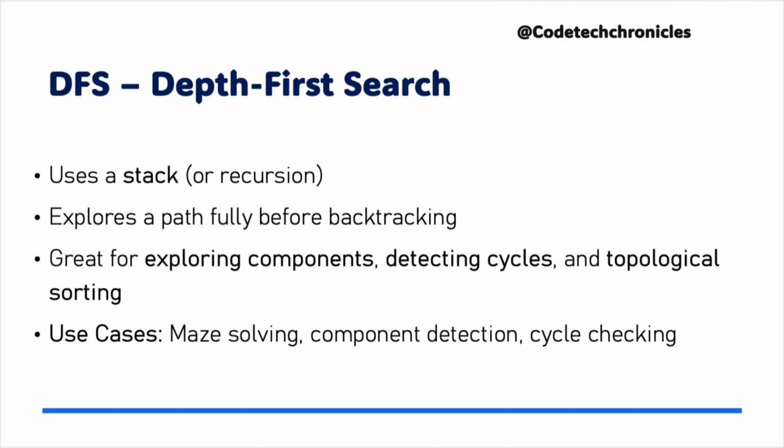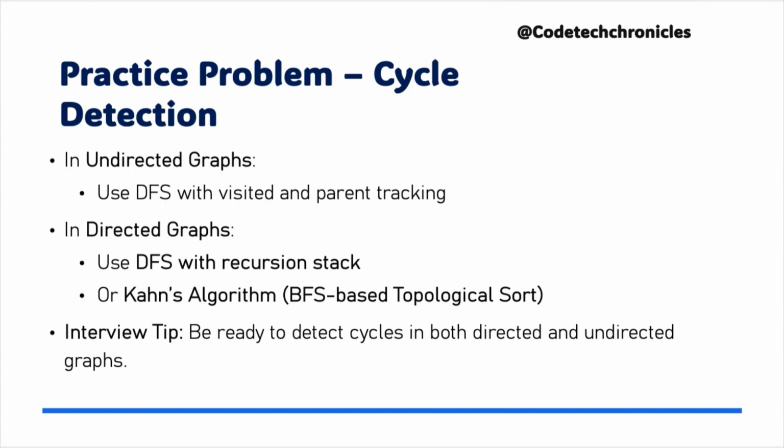DFS, depth first search. DFS is the opposite of BFS. It uses a stack or recursion to explore one path fully before backtracking. DFS is great for detecting cycles, exploring disconnected components, and doing topological sorting. Think of DFS like exploring a maze. Go deeper, then backtrack if you hit a wall.